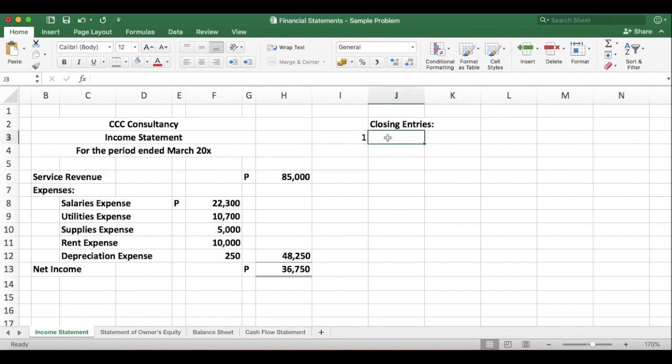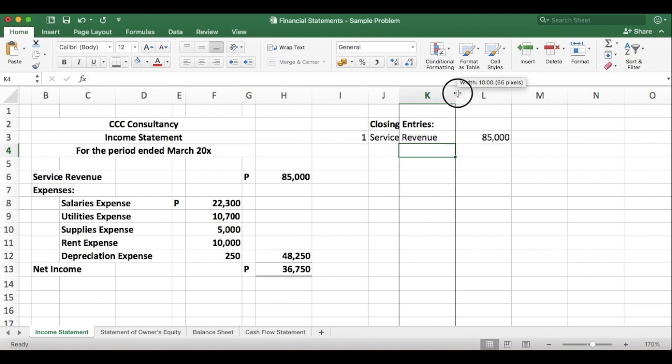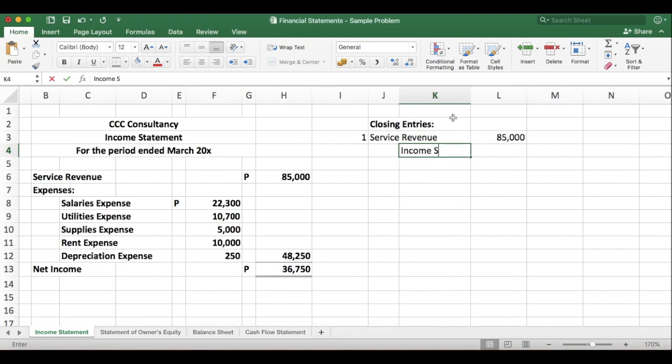So first closing entry would be debit service revenue of 85,000, and we credit that one to income summary. So that would be credit income summary. Income summary is a temporary account as well that we would then also close to capital later, right? And then the explanation here: to close income accounts. Right, next step is to close all expense accounts.